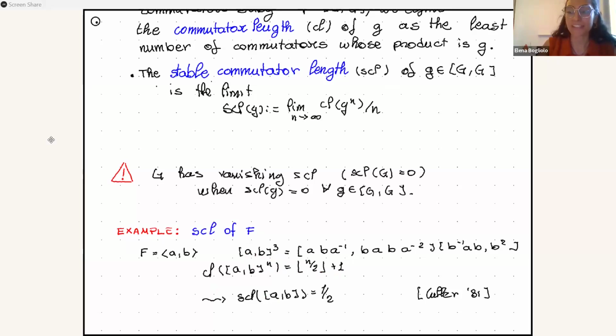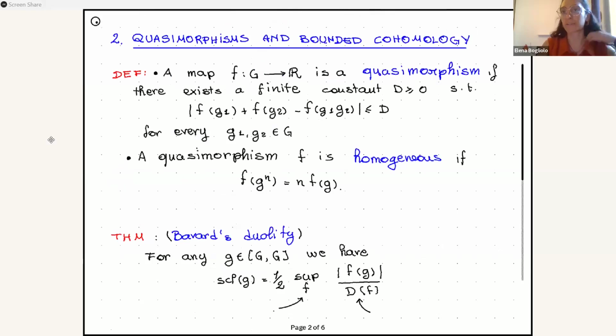As I was saying, in general, stable commutator length is an invariant that is very hard to compute. So one way to compute it is by relating it to other mathematical objects. In particular, we want to relate it to quasimorphisms, which are objects that appear also in geometric group theory. And through quasimorphisms, we relate stable commutator length to another group invariant, bounded cohomology.